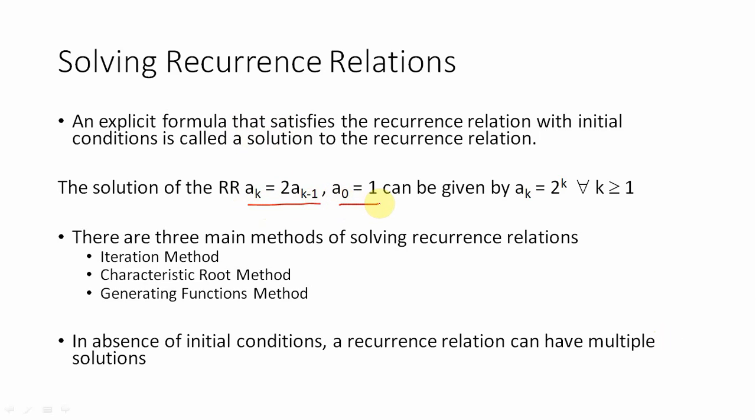where a0 is equal to 1. Every term is 2 times the previous term. So I can specify it as ak is equal to 2 to the power k. Now here this expression for the kth term is not using any previous term. It is using the value of the index. So this is the solution of the recurrence relation.